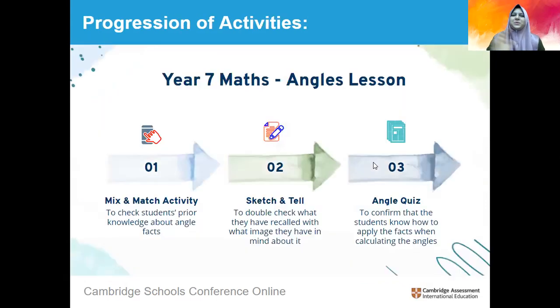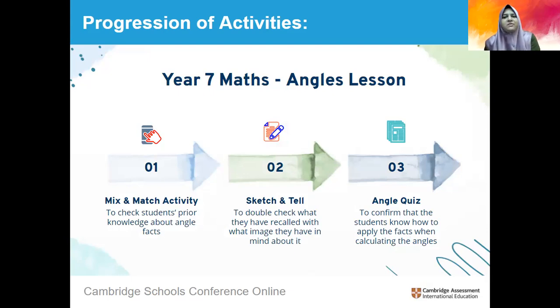So I will show you an example of a particular Nearpod lesson that I had with my year 7 about angles. I combined these 3 activities, mix and match activity. I did this, like I said before, because I love that I can check students' prior knowledge before I start, because I need to know, do I have to let the students know the facts again, or can I just move on to the next skills about angles?